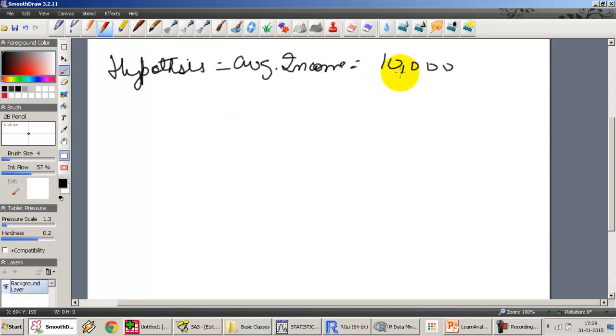Now I want you to apply the central limit theorem. The central limit theorem says that irrespective of the distribution of the income in the city, if I extract samples, the sample means will follow a normal distribution and the mean of the sample mean will start approaching 10,000, assuming 10,000 is the population mean. So we're going to start with the hypothesis that the average income is actually 10,000.